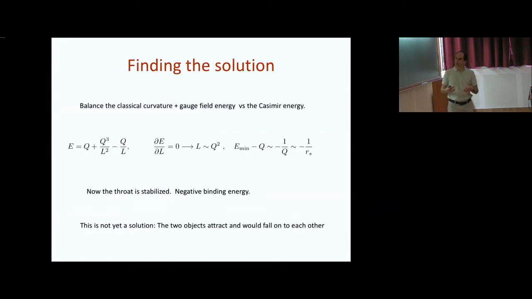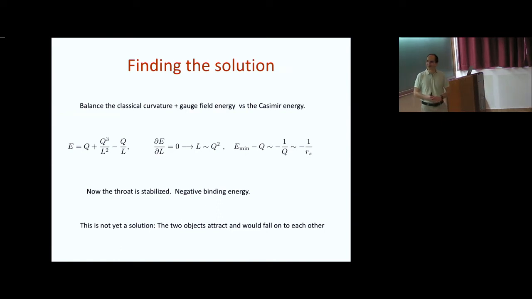Then, in order to find the solution, we basically have to balance the energy cost. Because we connected the two black holes, there was some kind of energy cost for that reconnection, some geometric energy, curvature, let's say. And that was Q cubed over L squared. That comes from the classical Einstein action plus these gauge fields. And then we have the Casimir energy. Now we minimize with respect to L to find the minimum, and we get an L which goes like Q squared. Okay, so now we have a solution. We determine the length of the throat.